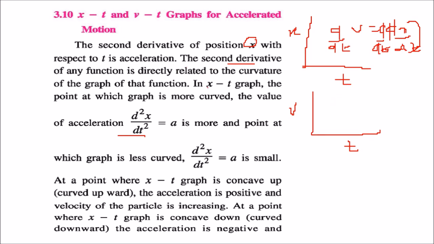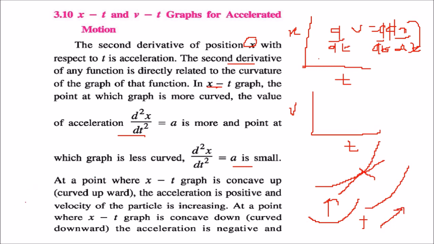In the xt graph, what does the curvature show us? Where the graph is more curved, the value of acceleration is more, and where the graph is less curved, this d2x by dt square, the acceleration, is small. So the point where this xt graph is concave up, or you can say curved upward, the acceleration is positive.